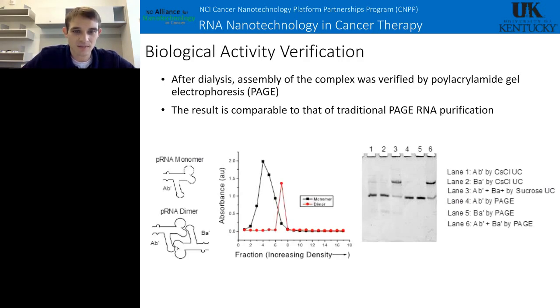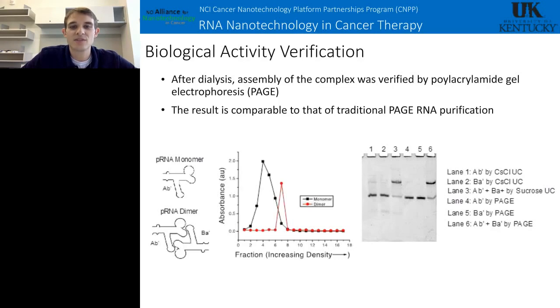So you can see, like I said earlier, our particles form at very high efficiency, and they are a very distinct size. So it enables us to get our particles out in a very low number of fractions. And then on the right is a polyacrylamide gel showing the comparison of lanes 1 through 3, where lanes 1 and 2 are the two monomers, AB prime and BA prime, we call them. They're purified by cesium chloride ultracentrifugation. Lane 3 is the dimer that is assembled and purified by sucrose ultracentrifugation.